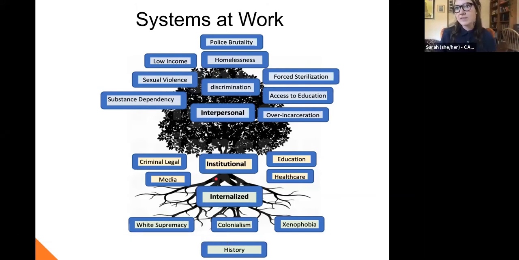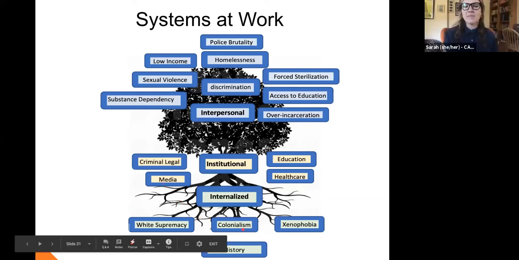So to name a few, obviously there's many different types, but to name a few, we have the criminal legal system, we have education, we have healthcare. These are systems that we all either work in or grow up in, or obviously have an impact in some way on our lived experiences. And then we also have institutions like media that really contribute to social norms and the way in which information is distributed and discussed in all of these things.